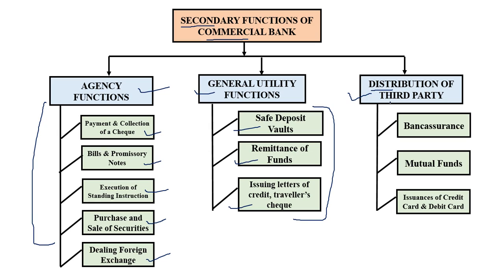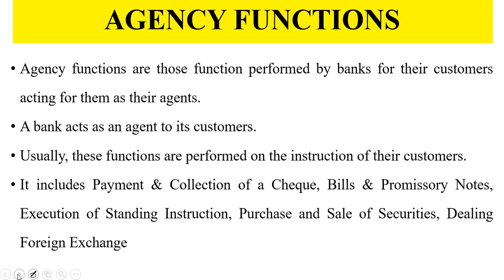Next is distribution of third party product. In distribution of third party product, there is bank assurance, mutual funds, then issue of credit card and debit card. So each function we are going to see in detail in this video. First we'll see the agency functions.